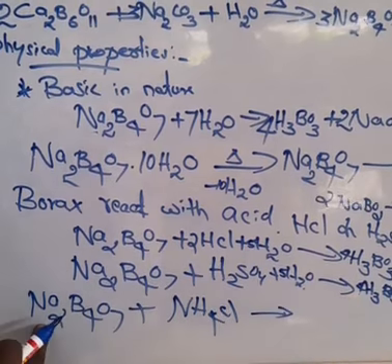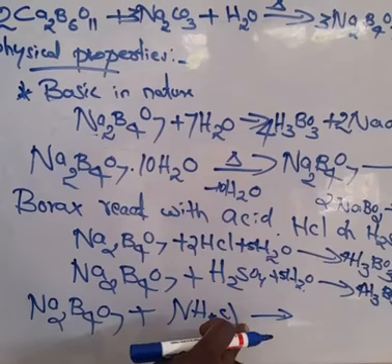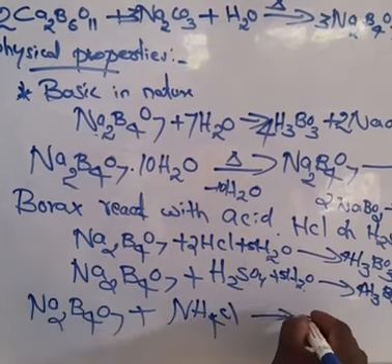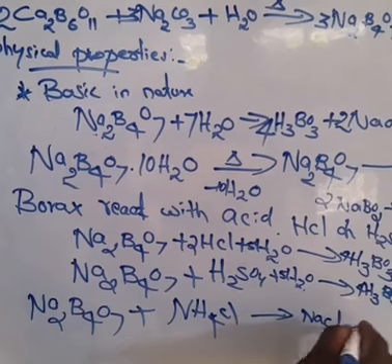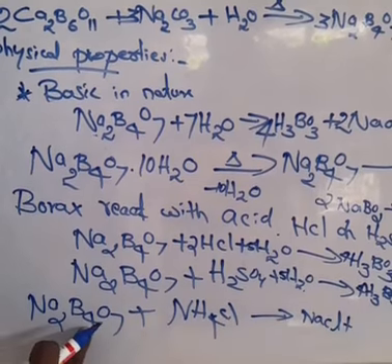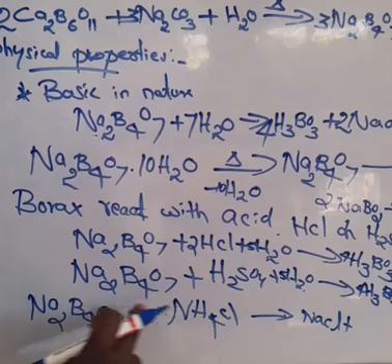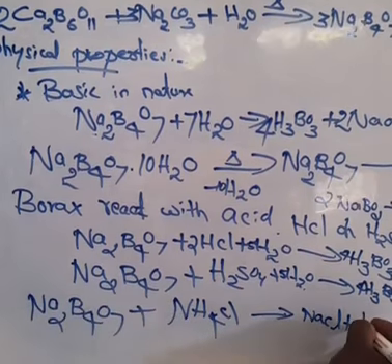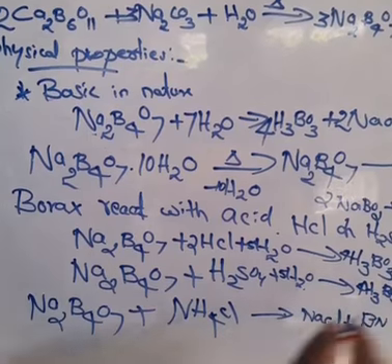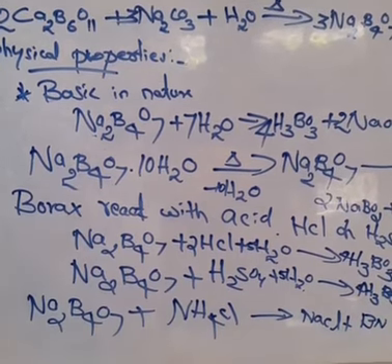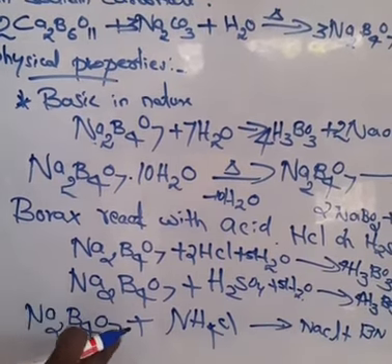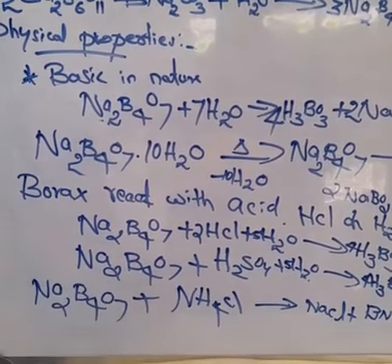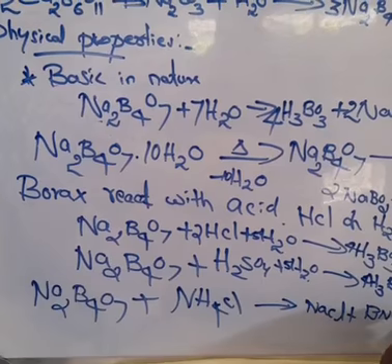That is, sodium combines with the chlorine, we get sodium chloride, NaCl, plus boron combines with the nitrogen, we get BN. What is BN? Boron nitride. And boron reacts with the oxygen, we get boron trioxide, B2O3.